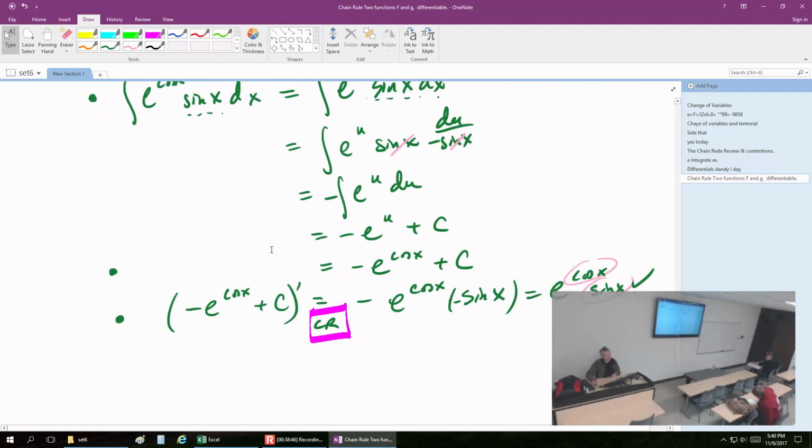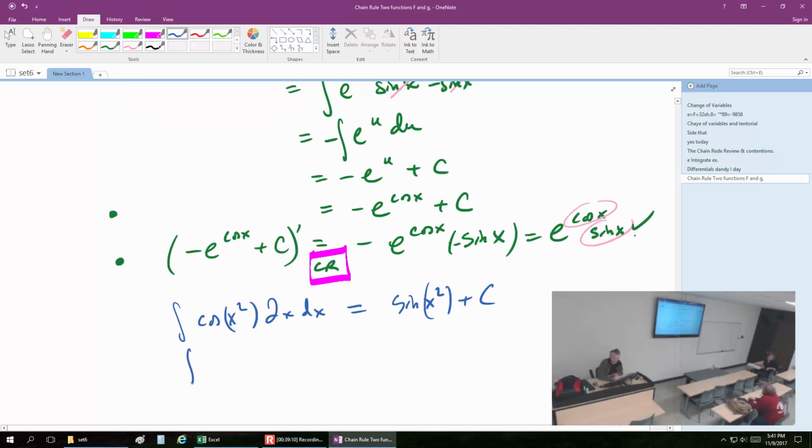The same way, if you try to integrate, as we have previously, cosine x squared times 2x dx, all we did was recognize that this came from the chain rule, and the answer is sine x squared plus c. What if, however, we had cosine x squared times x dx?